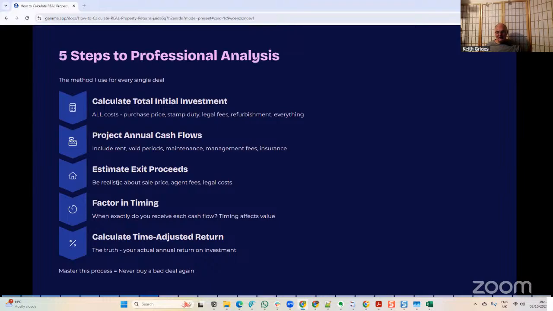Then you have to estimate your exit proceeds. So be realistic about the sale price. Most people always want more than they can get. Take off a few percent for agent fees, legal costs. So these are your main flows. Then you have to look at the timing. When exactly do you receive each cash flow? And then you have to adjust for the time element. So I'll give you an example in a minute.